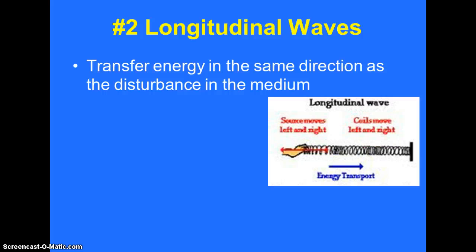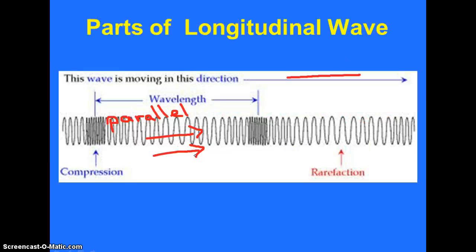Second type of mechanical wave is a longitudinal wave. It travels the same direction, so you can think of this as being parallel. So if the direction's that way, the motion of the wave is that way. They travel the same direction. The parts for a longitudinal wave: you have your compression, which is where it's all bunched up together, your rarefaction, where it's spread out, and then the wavelength. Those are the only three parts you label on a longitudinal wave.